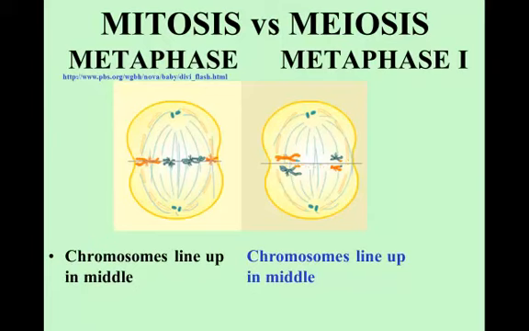M for meta, M for middle, chromosomes line up in the middle. We're going back to the middle again, only now look at the difference here. Chromosomes line up independently. Those homologous partners don't really care what each other are doing in mitosis, but they're going to buddy up, and because we did synapsis, match up the partners in prophase 1, now those homologous buddies are going to go together with their buddy to the middle of the cell. So we're still doing M for meta, M for middle.